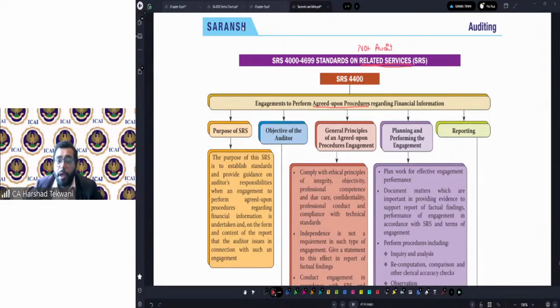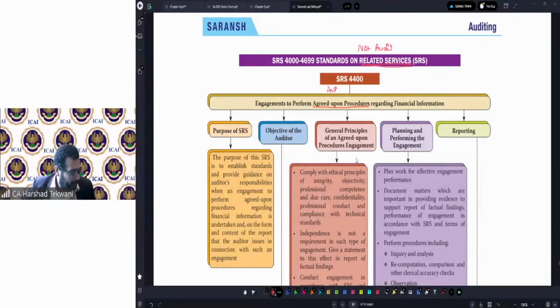SRS. So it's not the audit, it's a related service, which could be agreed upon procedures, or we call it AUP, and which could be compilation engagements. Now, when I say assurance engagement, I am expressing a conclusion to enhance the degree of confidence on the subject matter. So basically, I am expressing a conclusion. It's a kind of reasonable assurance. But not all engagements performed by the practitioners are assurance engagements. So if there is an engagement which is not an assurance engagement, meaning I am not giving any conclusion or opinion, that will fall under the category of related services.